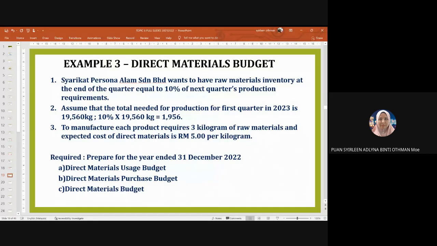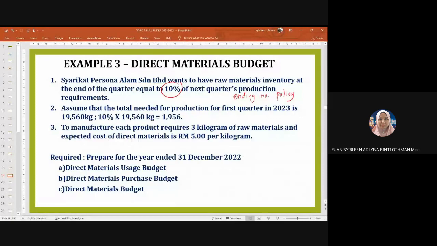Okay, tengok soalan. The same question, disambung-sambung je kan. Okay, so syarikat personal alam wants to have raw materials inventory at the end of the quarter equals to 10% of next quarter requirements. Okay, ini ialah ending inventory policy. Okay, maksudnya setiap satu quarter dia nak tinggalkan 10% as the ending inventory.